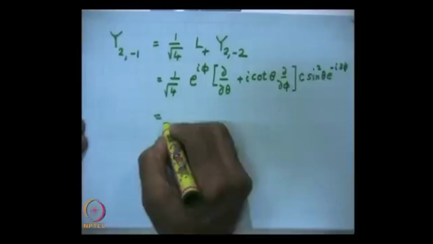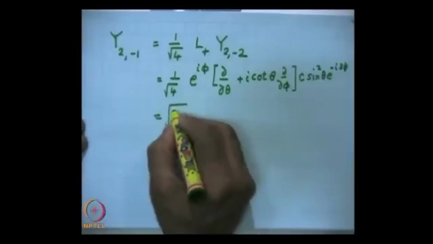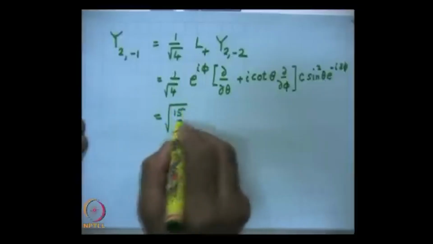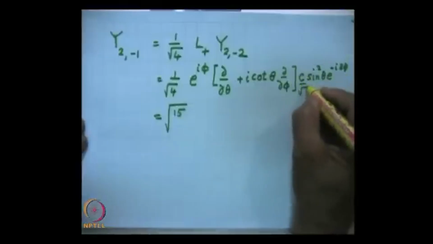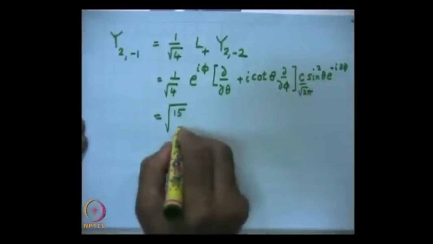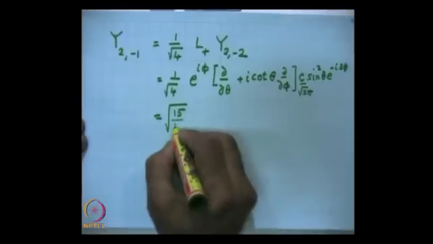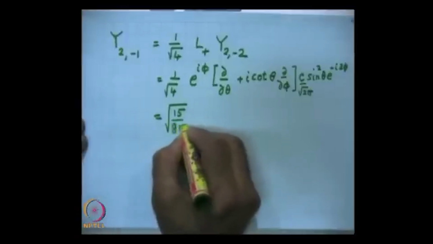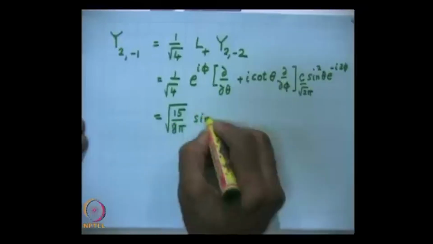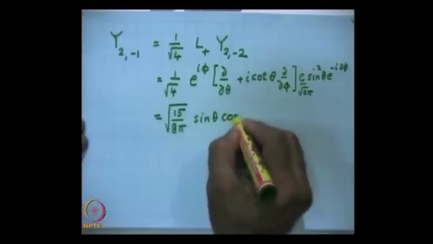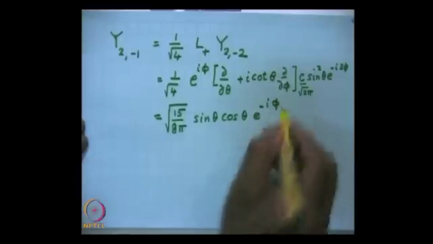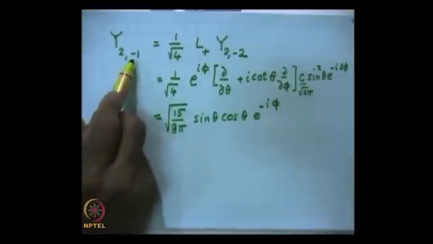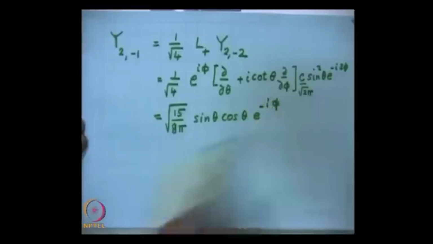2 minus 1, this is a very simple problem, into 15 by, divided by under root of 2 pi. So, the final result will be, it is a very simple exercise, 15 by 8 pi sin theta cos theta into e to the power of minus i phi. You see, because m is minus 1, so therefore, it will be e to the power of minus i phi.